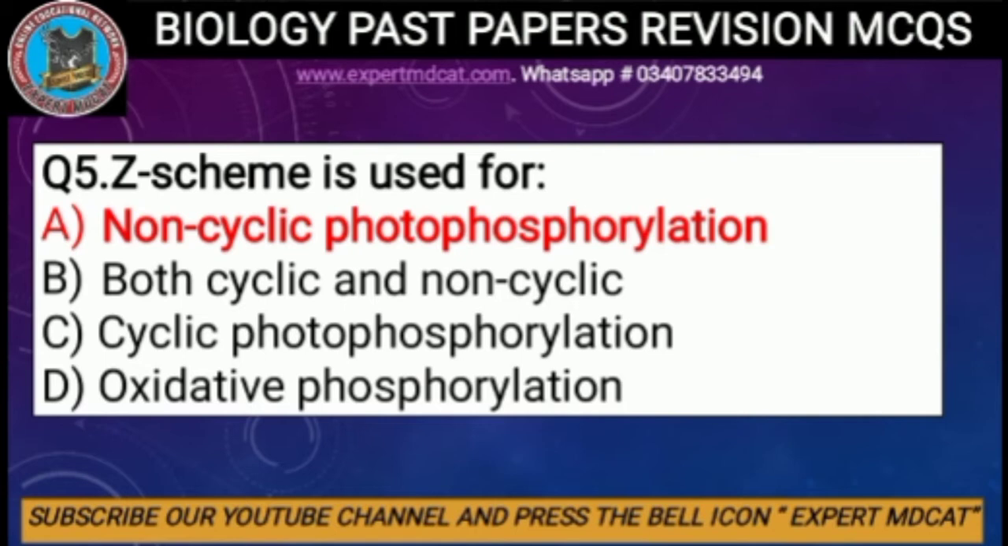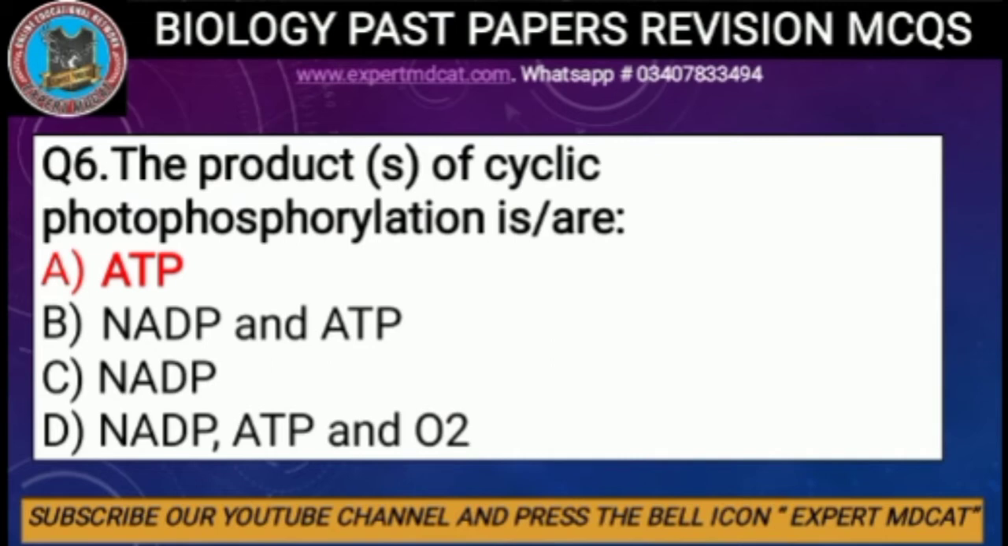So question number 5 is: Z scheme is used for. Options are non-cyclic photophosphorylation, option B is both cyclic and non-cyclic, option C is cyclic photophosphorylation, and option D is oxidative phosphorylation. Here the correct one is A, that is non-cyclic photophosphorylation. Question number 6 is: the product of cyclic photophosphorylation is. The correct one is A, that is ATP, because product of cyclic photophosphorylation is ATP, while products of non-cyclic photophosphorylation are ATP, NADPH2, and oxygen. And here we have been asked about only cyclic photophosphorylation, so its product is ATP.